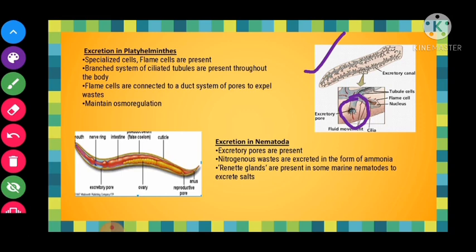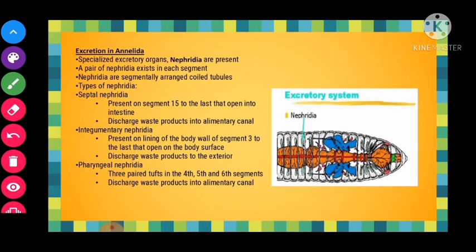Talking about excretion in nematoda. Children, excretory pores are present in nematoda. Nitrogenous waste is excreted in the form of ammonia. Renette glands are present in some marine nematodes to excrete salt. This is the picture of a nematode in which the tubular excretory system is shown. In the nematode the excretory product is ammonia.